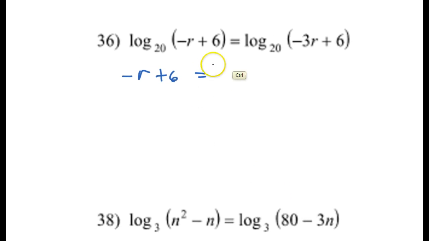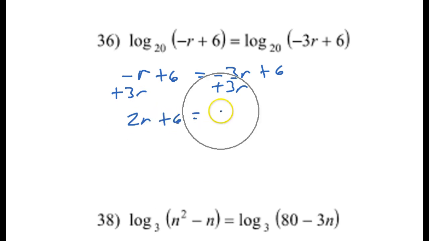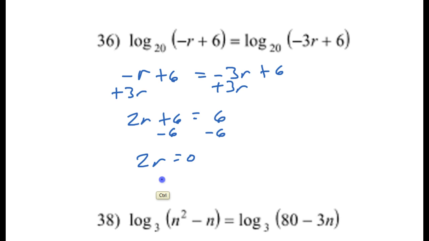Okay, so always check that. On the next problem, negative r plus 6 is going to equal negative 3r plus 6. Let's add 3r to both sides. That'll give me 2r plus 6 is equal to 6. If we subtract 6 from both sides, we get 0. So that means r is equal to 0.